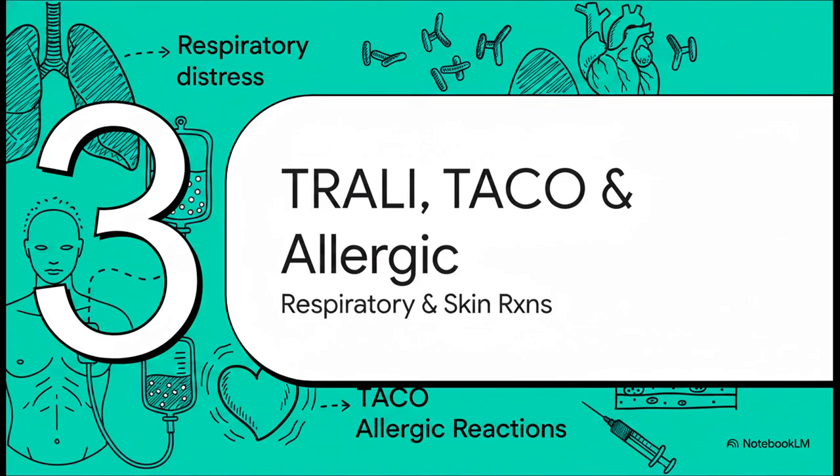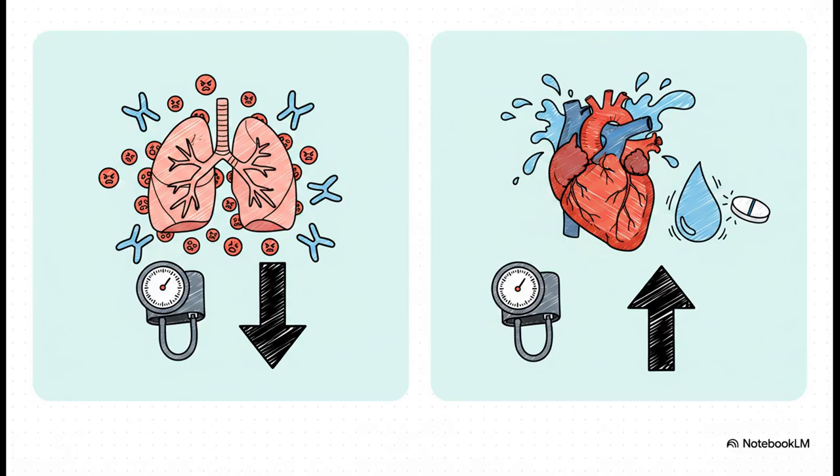All right, Section 3, TRALI, TACO, and allergic reactions. If you see respiratory distress on a board question, differentiating these causes is practically guaranteed to show up on Step 2. Now, what's really interesting here is how perfectly we can contrast these two major pulmonary complications. On one side, we've got TRALI, transfusion-related acute lung injury. This is actually an immune mechanism. Donor antibodies activate the recipient's neutrophils inside the lungs, which causes non-cardiogenic pulmonary edema within about 6 hours. You're going to see hypotension, fever, but importantly, a normal BNP.